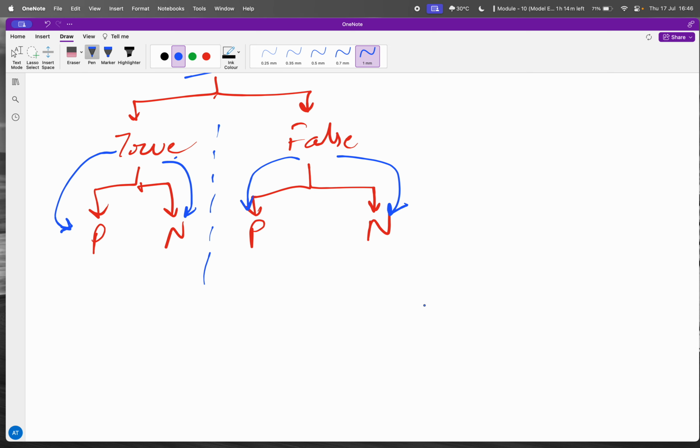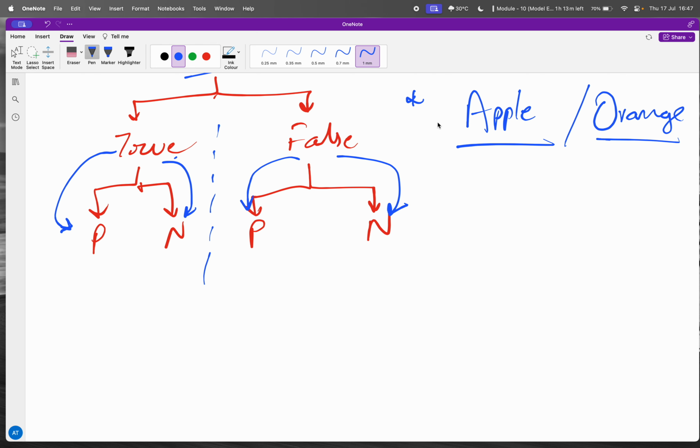Let's say we'll talk about this apple and orange example, or you can take any example. We'll go with the apple and orange because we just talked about the robot. So let's say there were 50 apples. I'm denoting green as apple, right? And red as orange. So if it has predicted an apple as an apple, that is called true positive.